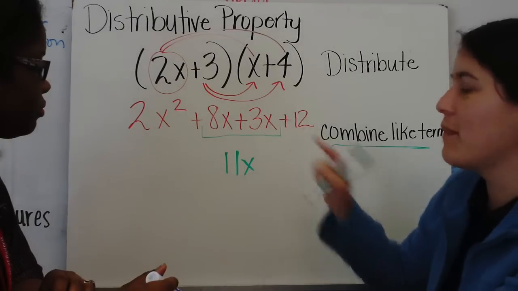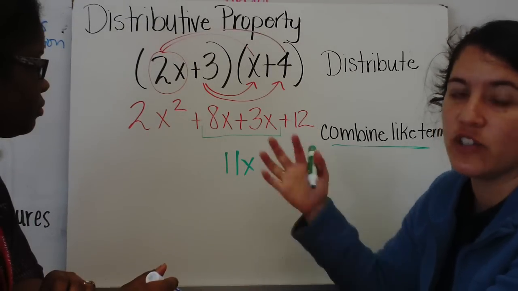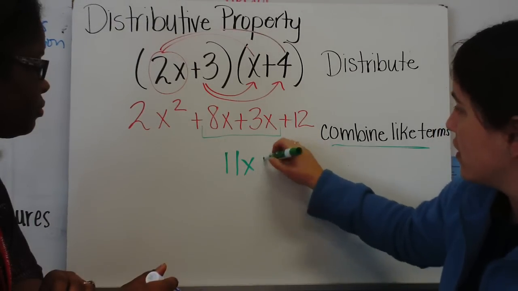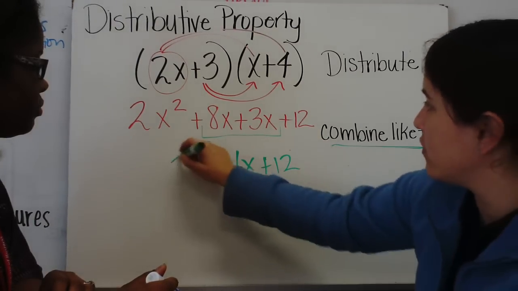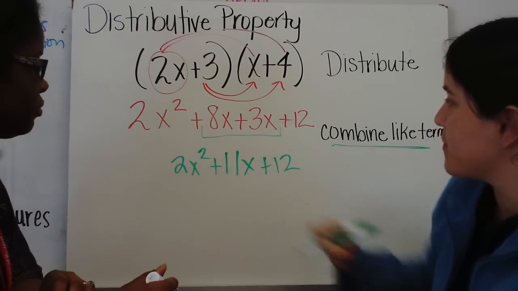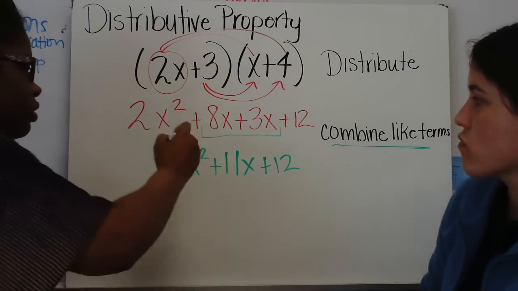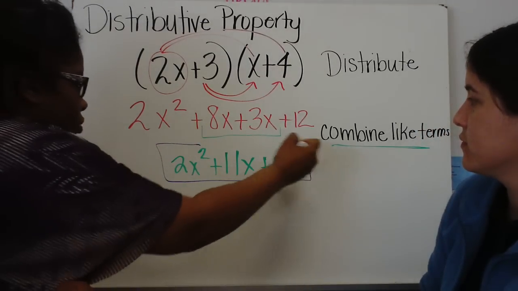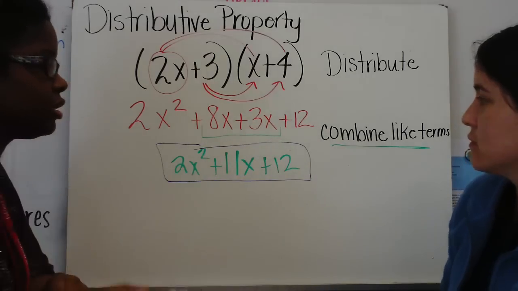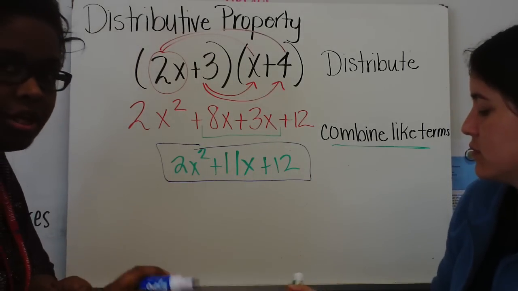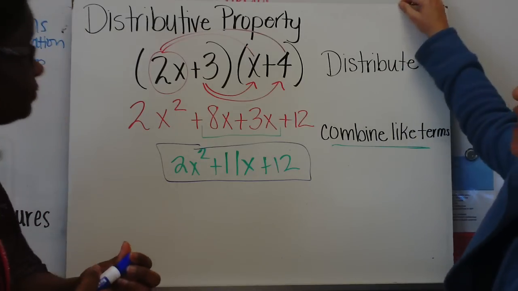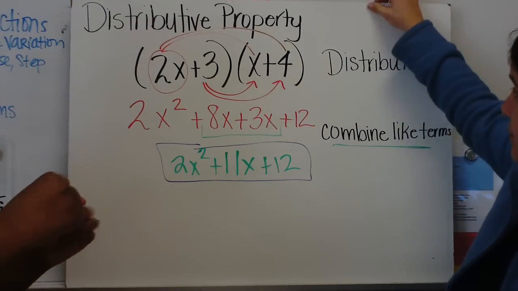And then we see if we can combine anything else, and we cannot. So we just bring everything else down: plus 12 and 2x squared. And then this is your final answer. It's in standard form. Your exponents are going in decreasing order, and you don't have anything else to combine. And you're done. So that was the distributive property.